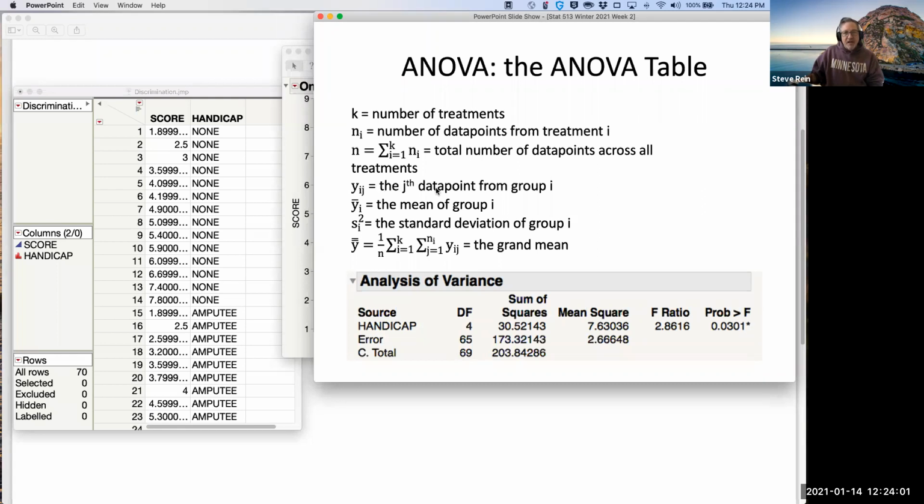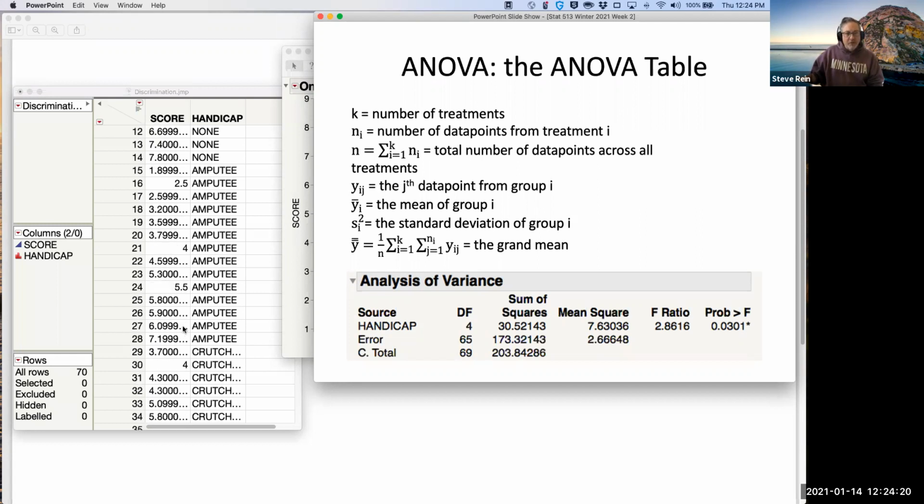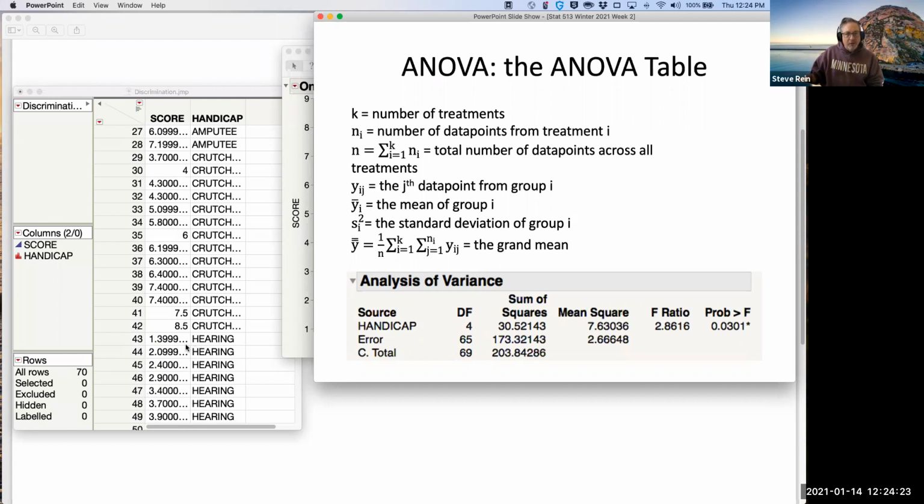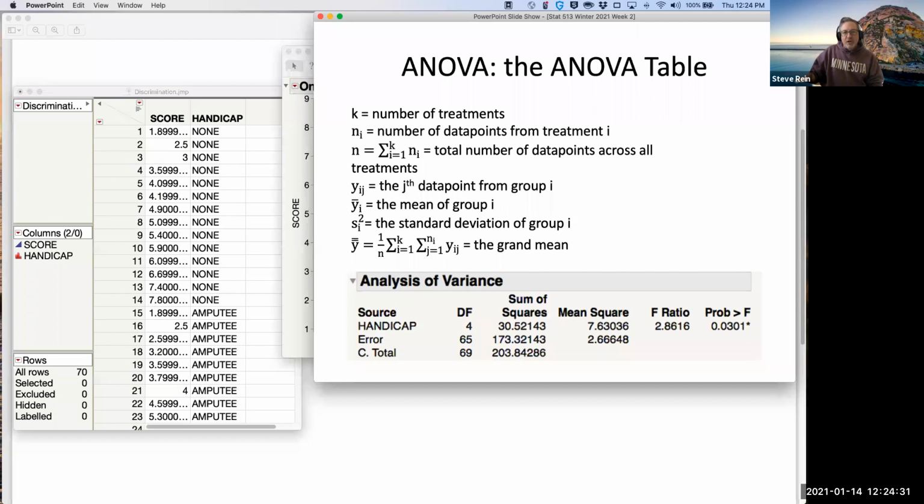Y sub ij is the jth data point from group i. For example, Y22 is the second group, second data point. There you go, 2.5. Y42 would be the fourth group and then the second data point in group 4. So it's a 2.1. The fourth group being the hearing loss group, the second data point. So the ij subscript tells us which group, first off with i, and then the second thing that we get out of that is the data point number within the group.